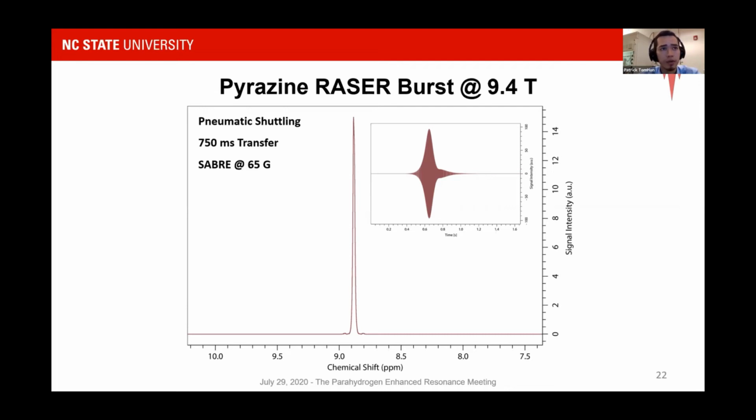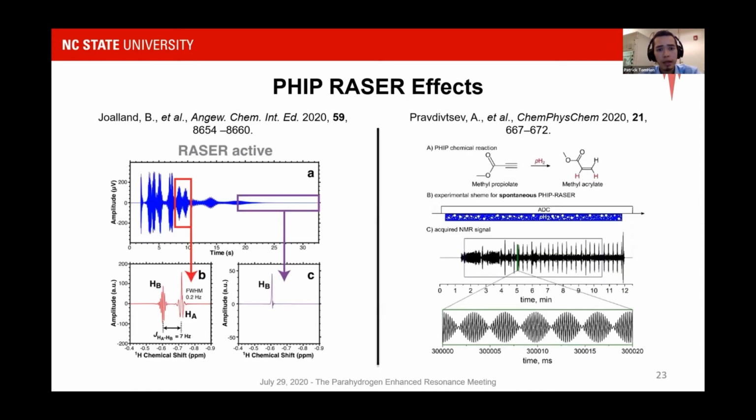And our shuttling time is roughly 750 milliseconds from the solenoid at 65 Gauss into the probe. So we're able to observe a single burst with a very high level of polarization. And RASER effects have also been shown very nicely in some recently published work from Baptiste Joland and Andrei Prevditsev on the left here. However, this is still limited in some respects.